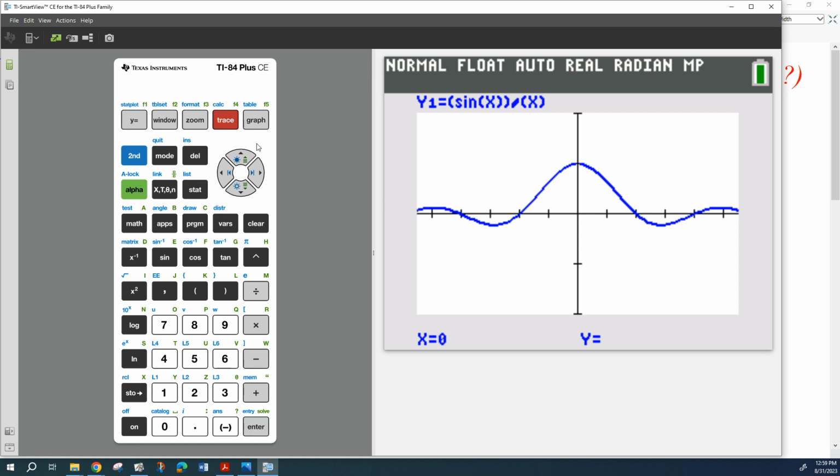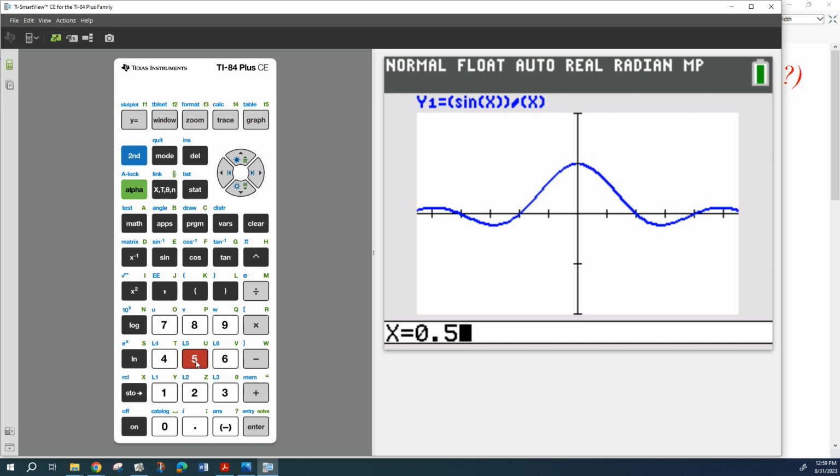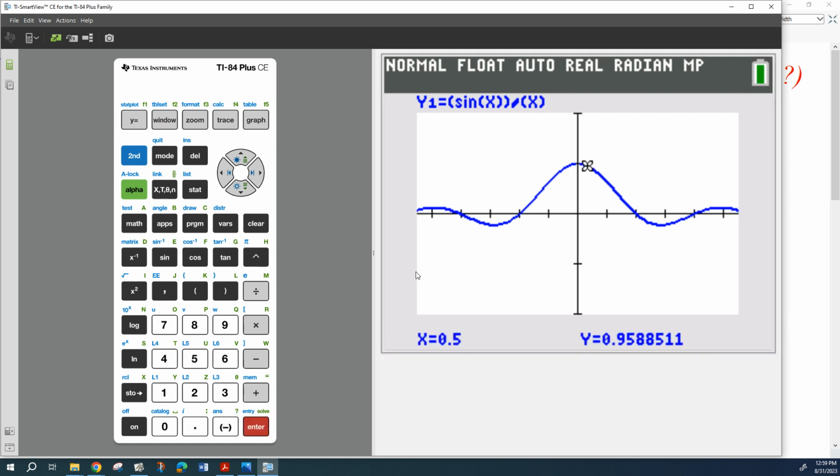Here, I'll do it one more time. If I do trace 0.5, it'd be more obvious. Look what it does. It puts me at that point right there with an x coordinate of 0.5 and a y coordinate of that, 0.95, blah, blah, blah. Okay? Give me thumbs. That making sense? Okay, that's a graphical tool for doing all this stuff.